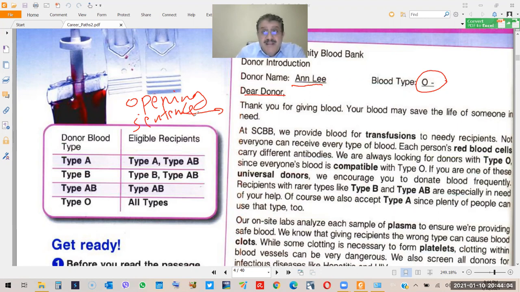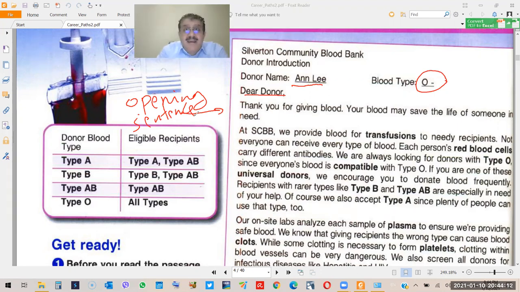Thank you for giving blood. Your blood may save the life of someone in need. At, of course, the name of this blood bank. It's called Silverton Community Blood Bank. So at SCBB, S means Silverton, C means community, and BB blood bank.